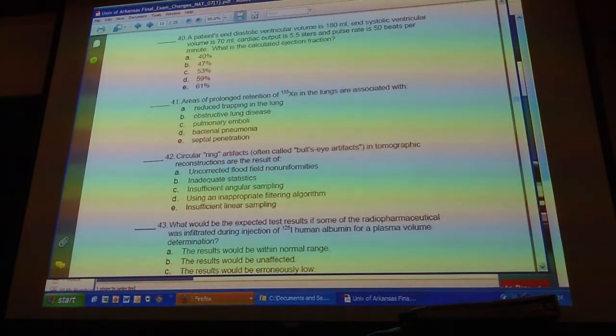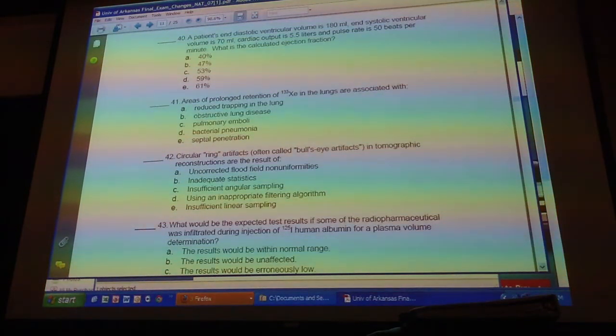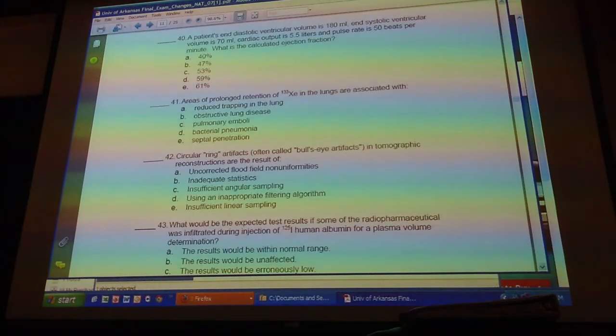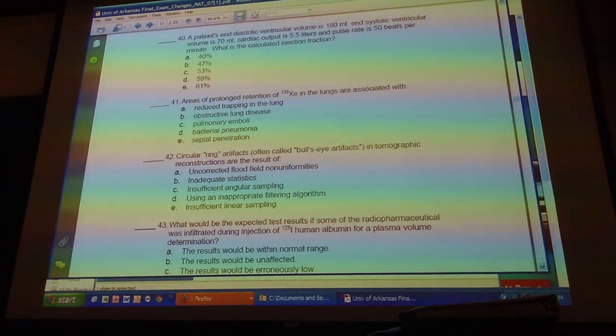That's the problem with it. But it looks like a bullseye. And normally on your board exams, they do have a picture of it. After you guys get back from lunch, I'll see if I can find one. It's called a bullseye or ring artifact.